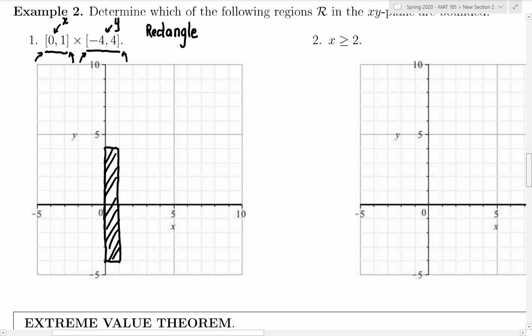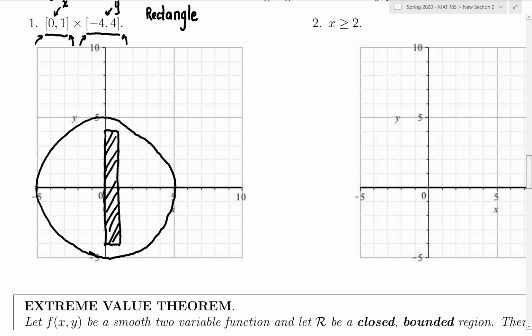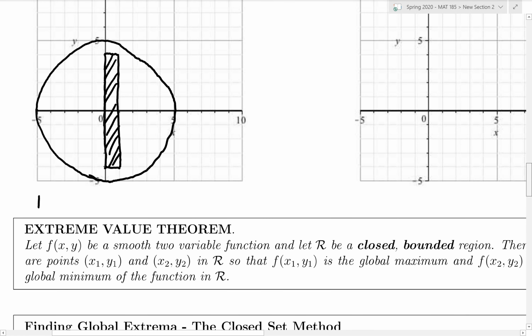So now the question is, can I create a disk big enough that includes all of these points here? Again, the answer should be yes, because that's supposed to be a disk centered at (0, 0) of radius 5. And as we notice, this entire region is contained completely in that disk there. So in this case, we realize the region in question is bounded.